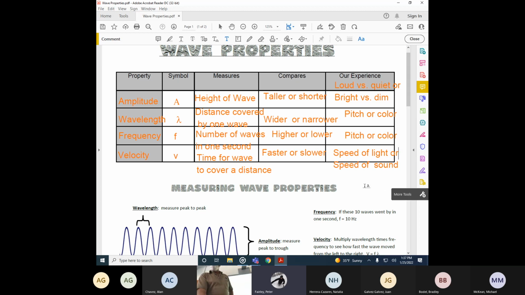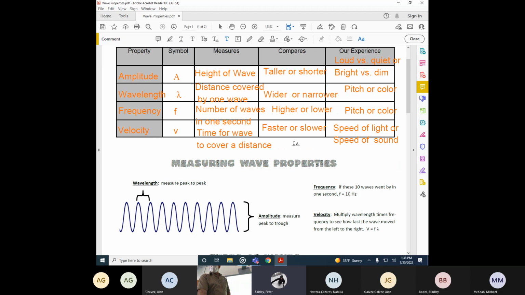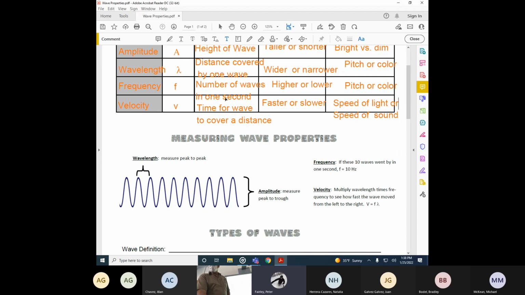Okay, this is what I would like you to do. Where it says measuring wave properties, there's 4 of them to read about. I would just like you to turn to your neighbor and go over those 4 with each other. Below that where it says measuring wave properties, it gives definitions of those 4 properties.